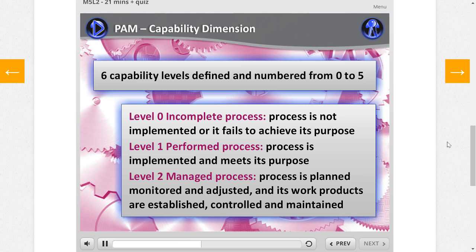Level 1. Performed process. The process is implemented and meets its purpose. The process assessment model forms the basis of an assessment at this level. Level 2. Managed process. The process is planned, monitored, and adjusted, and its work products are established, controlled, and maintained.